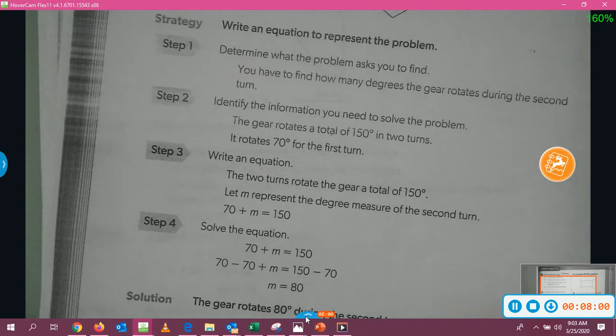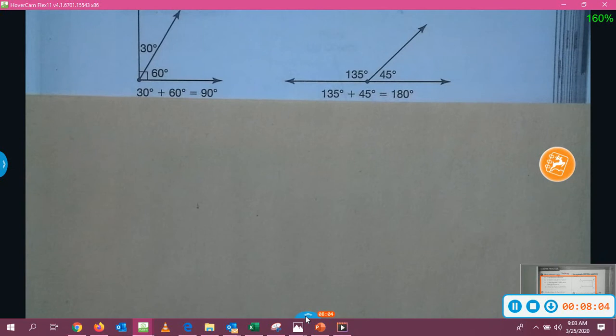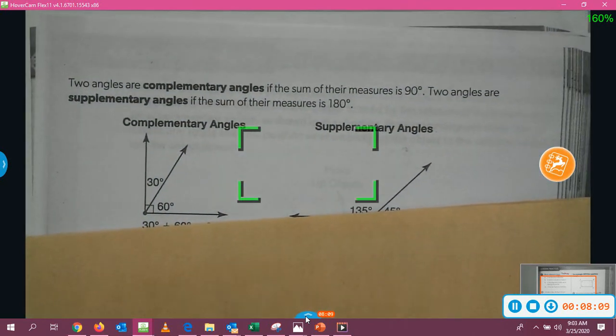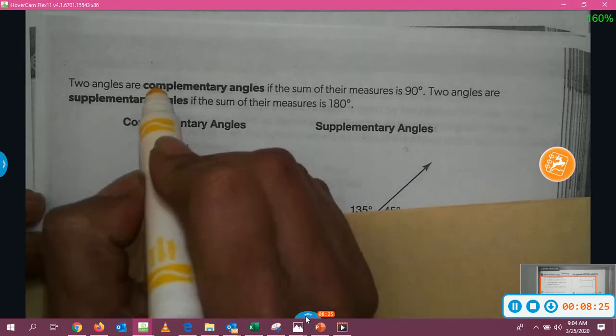Alright, let's move on to the next example. Example 3. Two angles are complementary angles if the sum of their measures is 90. Two angles are supplementary angles if the sum of their measures is 180. So we're talking about two different angles: complementary angles and supplementary angles.